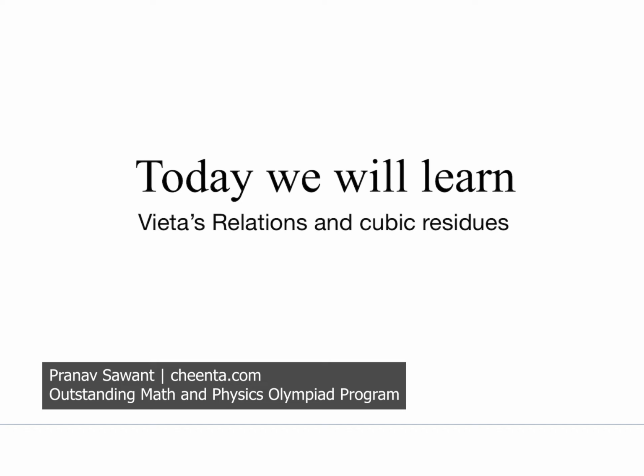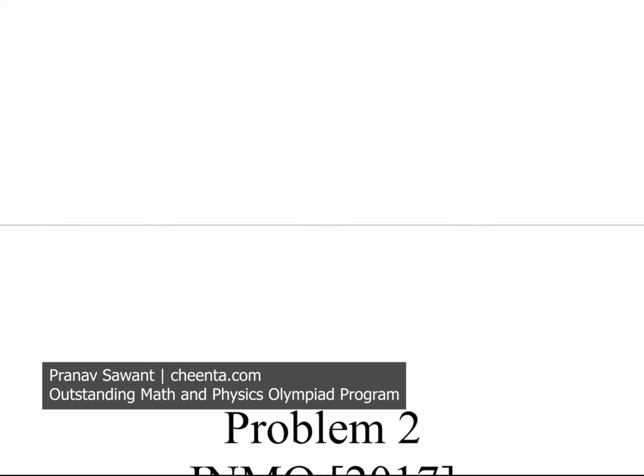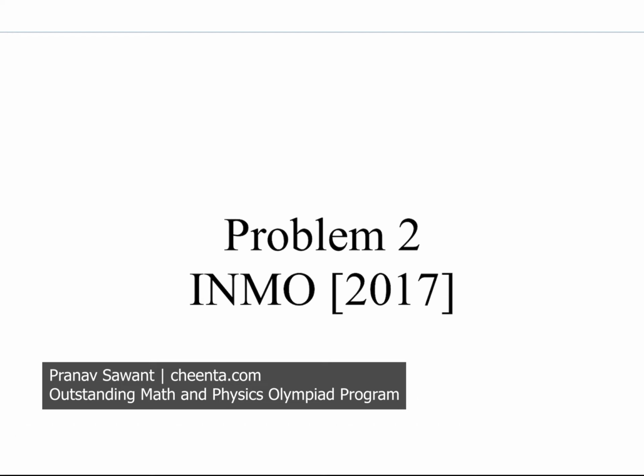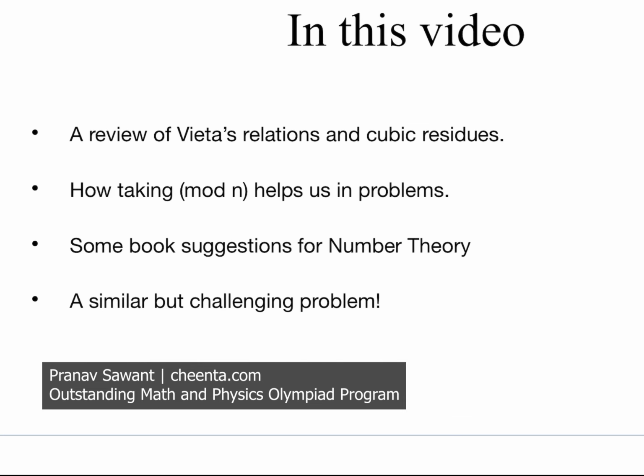So let's start and let's see how we're gonna solve this. This is problem number 2 from the International Mathematics Olympiad conducted in 2017. And in this video, we're gonna see a review of Vieta's relations and what cubic residues are. We're gonna see how reducing equations mod n helps us to solve problems. We're gonna see some book suggestions for number theory, and at the very end, we have a similar but challenging problem.